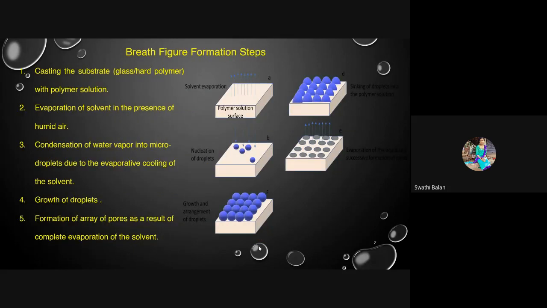Now, going into the breath figure formation steps, first is the casting of the substrate with the polymer solution. Then the substrate is placed in a chamber with humid air. As a result, the solvent evaporates, and as a result of the evaporative cooling of the solvent, water vapor condenses onto the surface. As time passes, the droplets grow in size, and finally we get an array of pores after the complete evaporation of the solvent. The schematic representation of the process is shown on the right side of this slide.